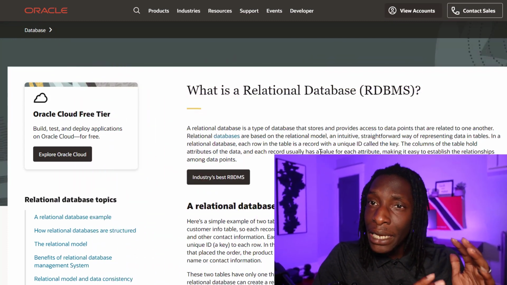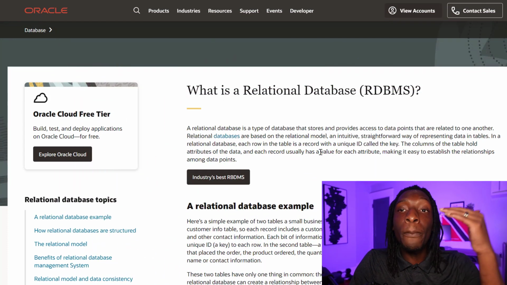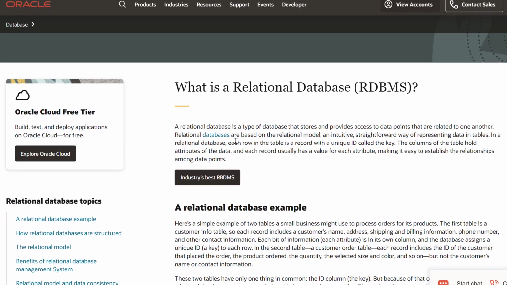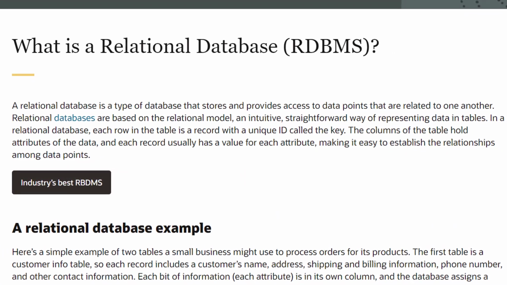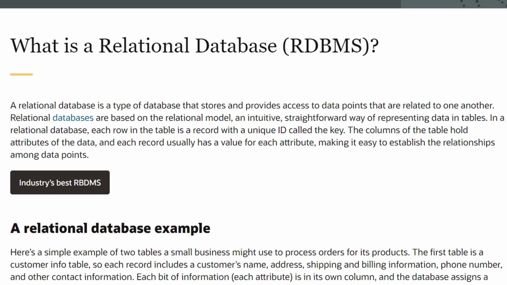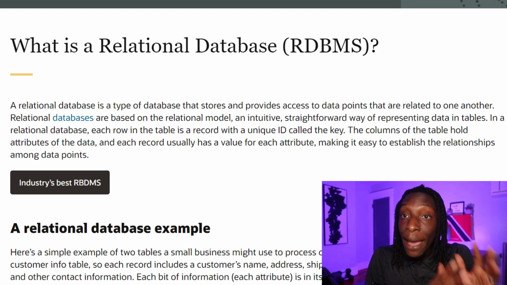Now, relational databases, for you that may not know, I can't dive too deep into all this, so I'm just going to do a brief reading. It says, a relational database is a type of database that stores and provides access to data points that are related to one another. Relational databases are based on the relational model, an intuitive, straightforward way of representing data in tables. Basically, this is tabular data.